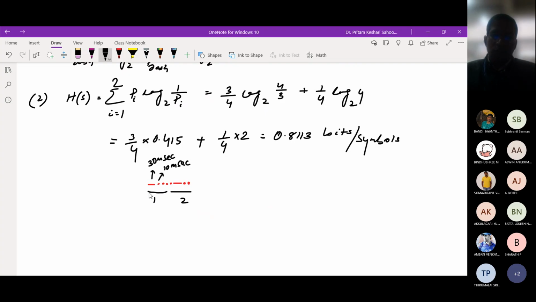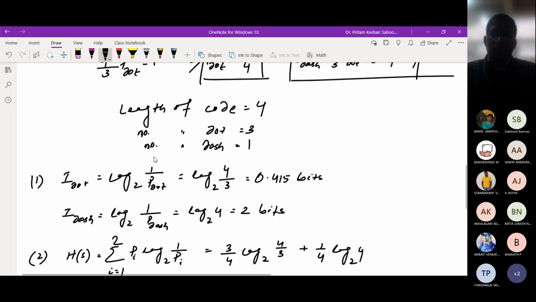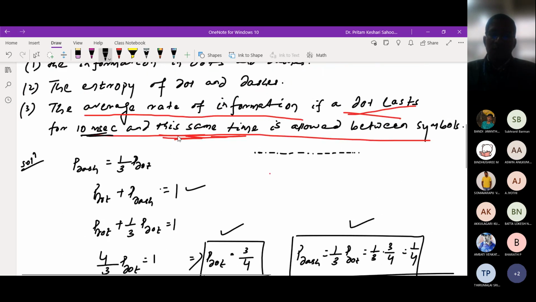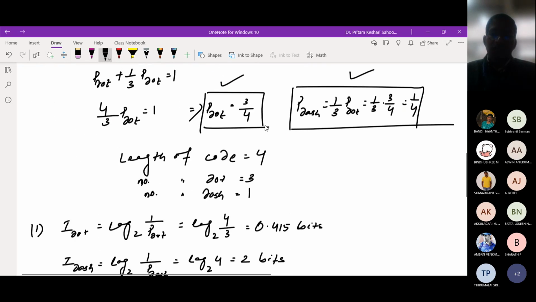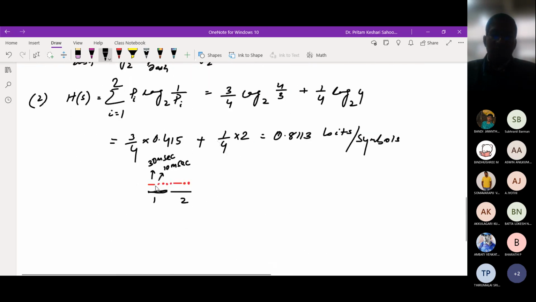And what is the time gap between two different symbols? All 4 symbols constitute one code, and these are individually one symbol each. So how much is the time gap between two symbols? It is also given: the same time, meaning 10 milliseconds, is allowed between symbols. So between symbols there will be a time gap of 10 milliseconds.